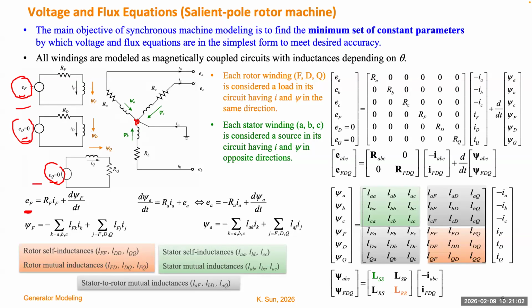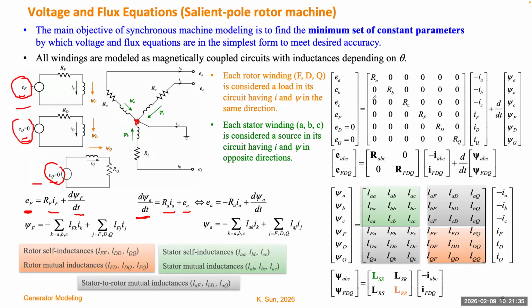So we have the instantaneous voltage on the left-hand side, and the right-hand side will be the voltage drop on the resistance, and also the voltage drop on the inductance. On the stator side, the source will be really the voltage induced due to the change of the magnetic field in the winding. So we have the induced voltage, which is the first order derivative of the flux, and the right-hand side will be the voltage drop on the winding and also the voltage sent to the system.